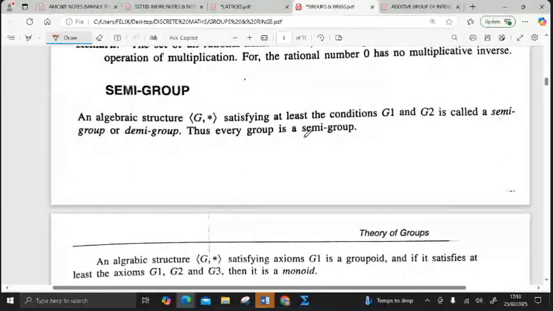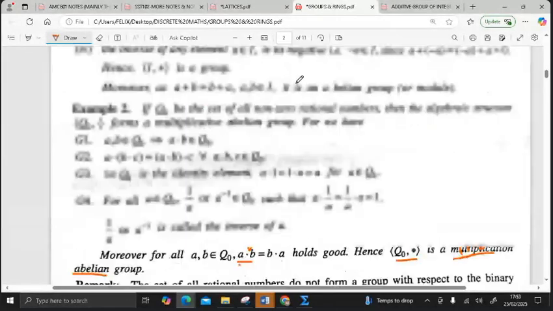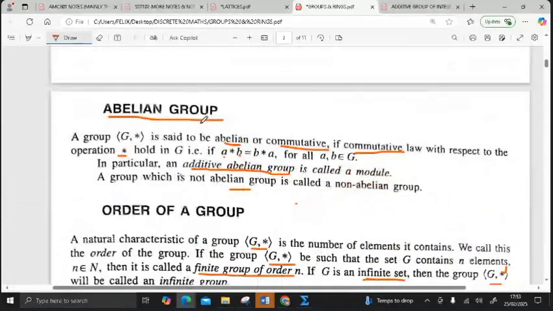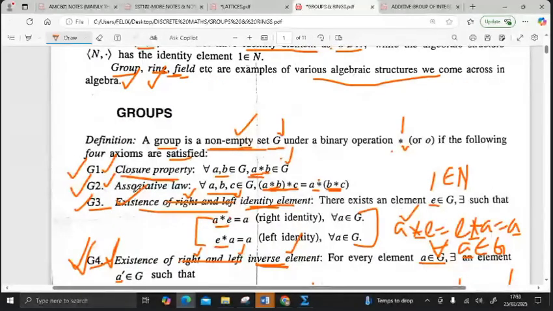It is multiplicative because of that operation. And apart from being multiplicative, it is what we call a multiplicative abelian group. This one should be multiplicative, not multiplication: a multiplicative abelian group.